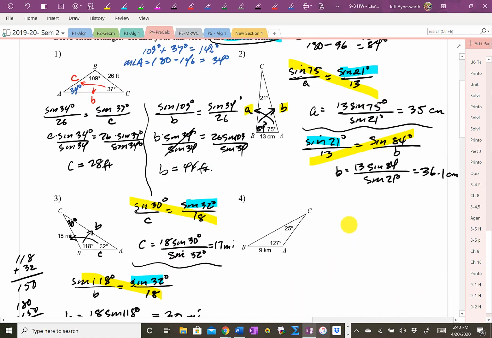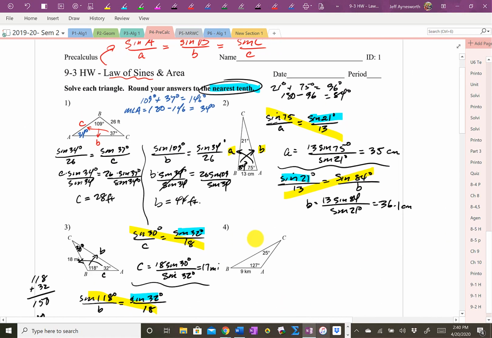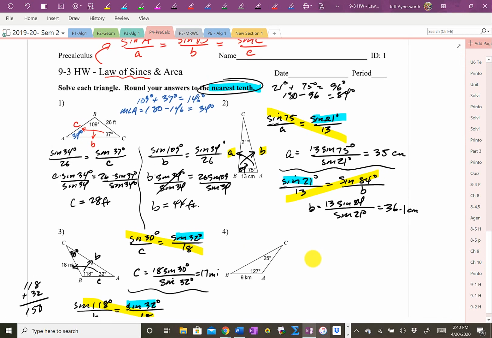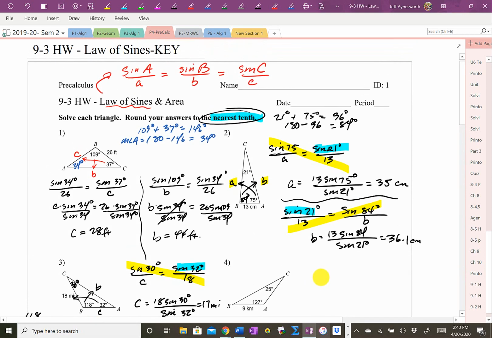So again, this is just the law of sines, which we need for non-right triangles. Notice that none of these triangles were right triangles, so you couldn't just use basic SOHCAHTOA right triangle trig. You have to use what's called the law of sines.